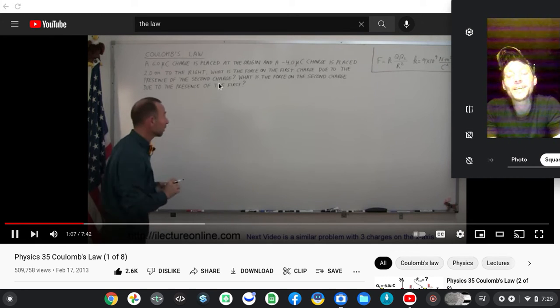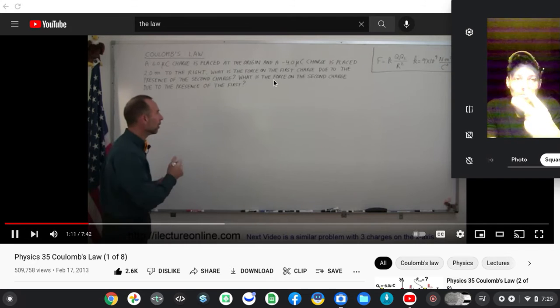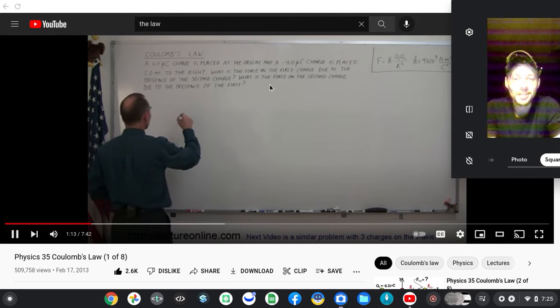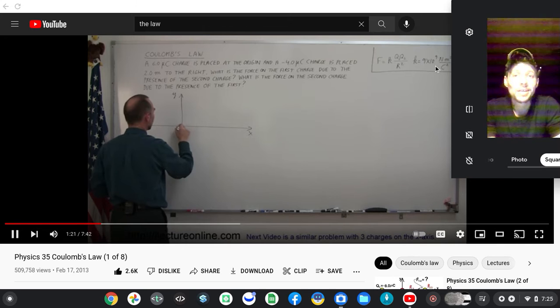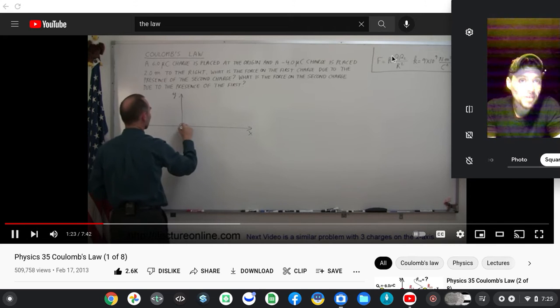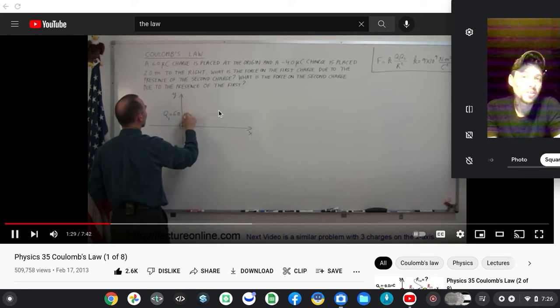So, as we usually do, we want to draw a diagram so we can get a visual picture of how to do this problem. I draw a coordinate system, there's the y-axis and the x-axis. Place one charge, a positive charge, we'll call it Q1, that's equal to 6.0 microcoulombs.